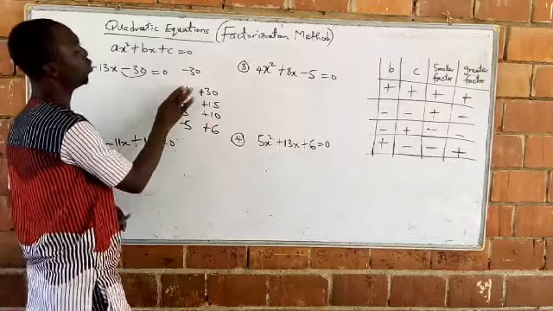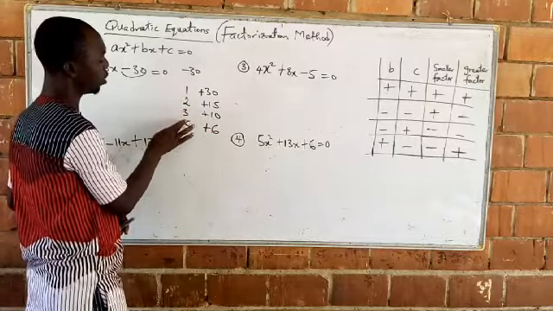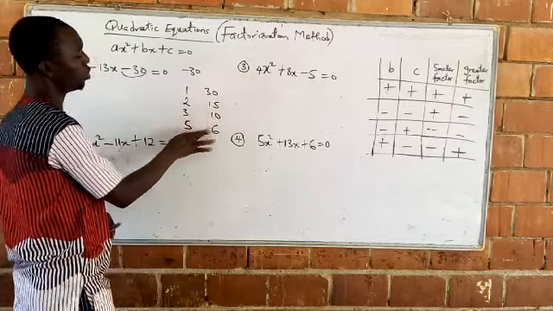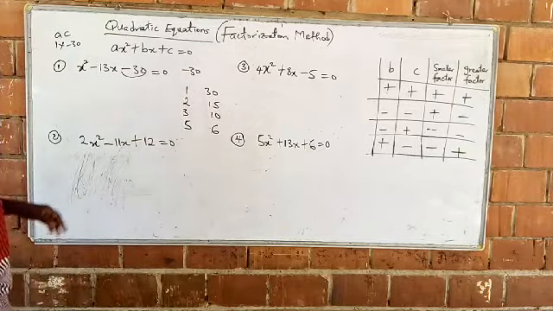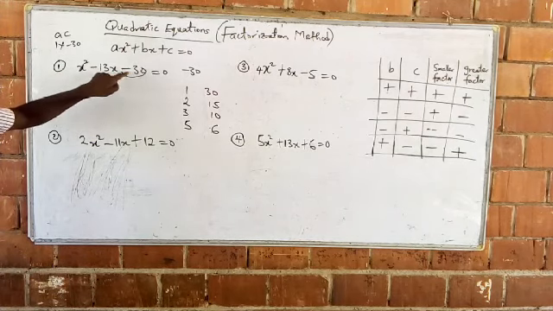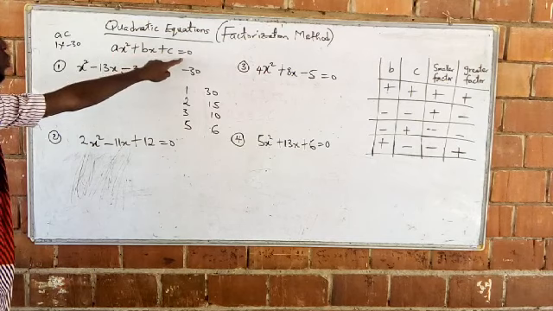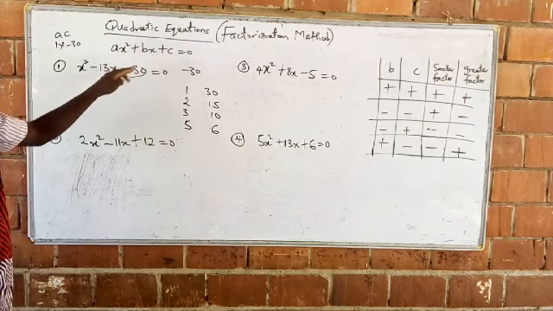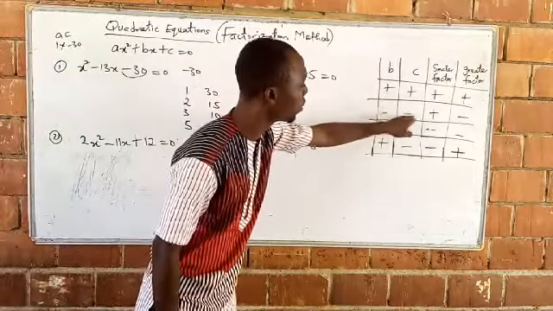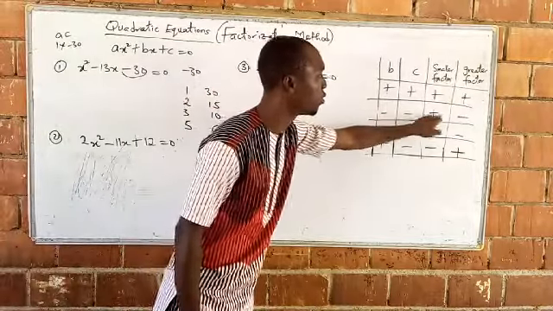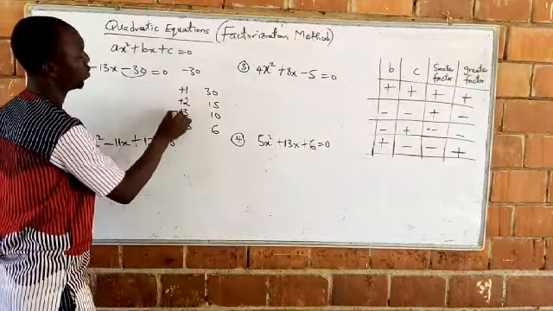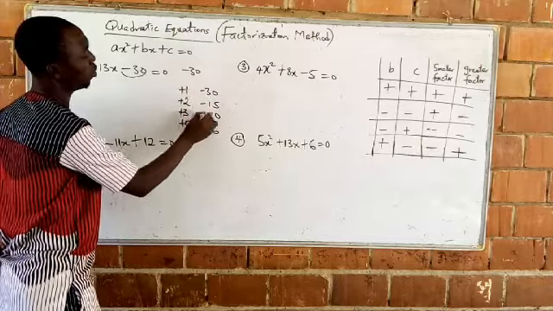So now, how do we know the sign that we are going to attach to each of these numbers? If we follow this table, we will discover that from this general form of the quadratic equation, b is negative and c is negative. From this table, when b is negative and c is negative, the smaller factor will be positive and the greater factor will be negative. So the smaller ones will be positive and the greater ones will be what?